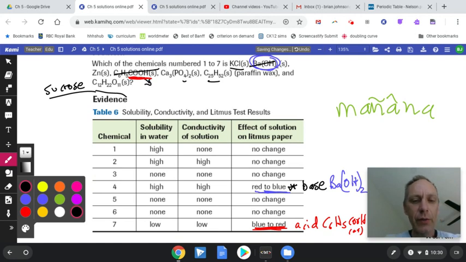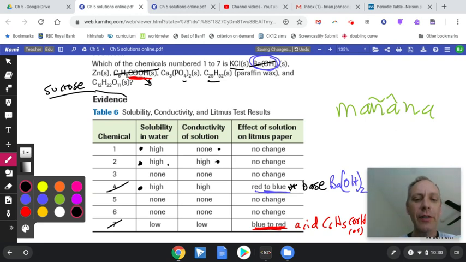5 left. Okay, so high solubility in water. We got 3 of them. So let's see what's going on. Oh, one of them's already done. So 4 is being eliminated. 7 is being eliminated. Okay. So we have 2 left that are highly soluble. One of them does not conduct and the other does conduct.